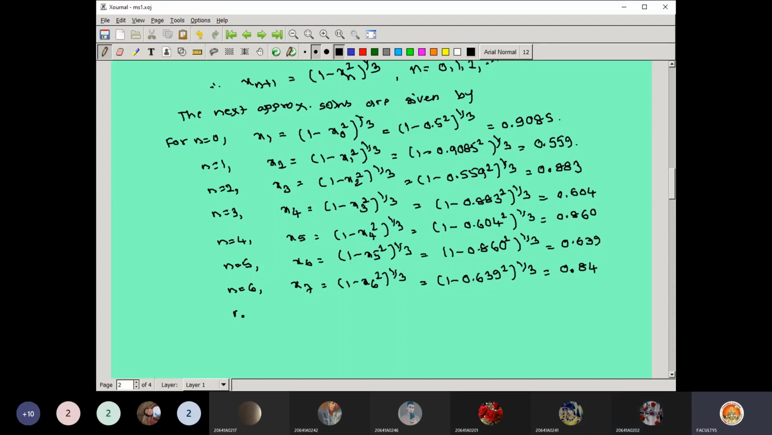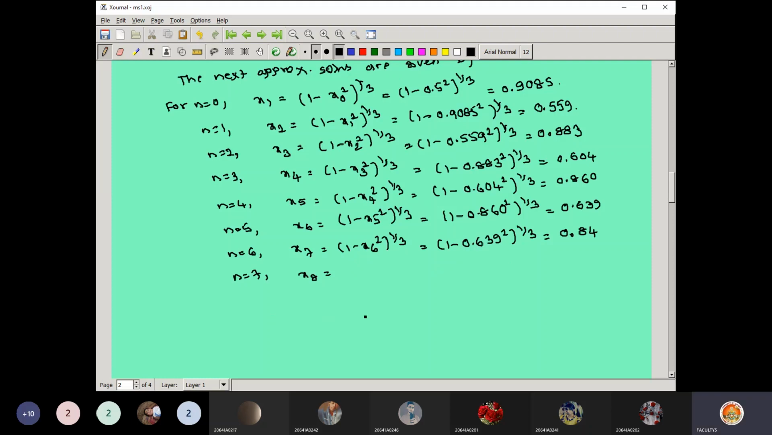Go for the next value, n equal to 7. Definitely you will get the answer at one stage. Make it fast, tell me, what is the x8 answer? I think you will get it in terms of 0.7. Maybe you will get it at the 8th or 9th position, so up to x10 the answer may come. 0.665. So again the values are different.